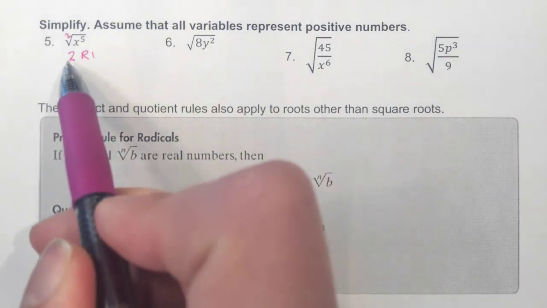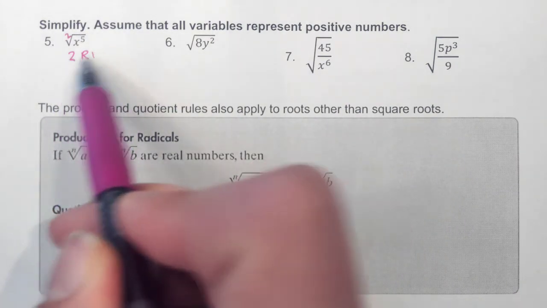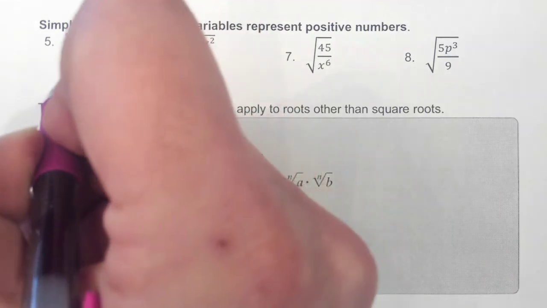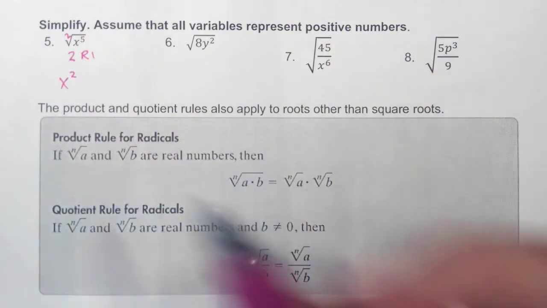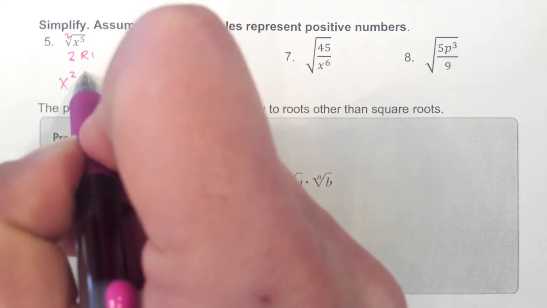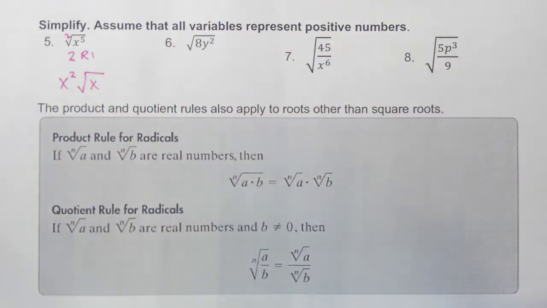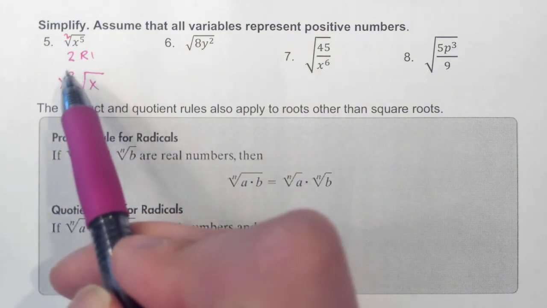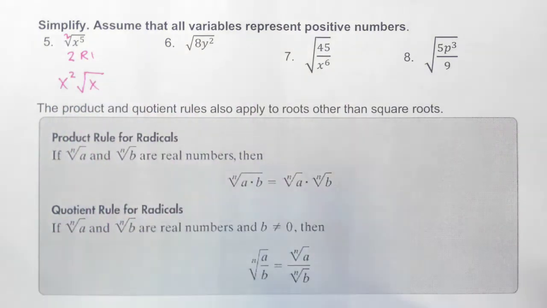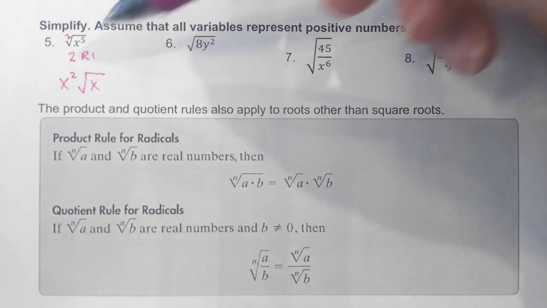So that means, so these are going to be representing my exponents for my answer. So I'm going to have x to the second on the outside of my radical, and x to the first inside of my radical. So however many times it goes into it, that's your number outside of the radical. The remainder would be what's left on the inside. So that's how I would do a problem like that.